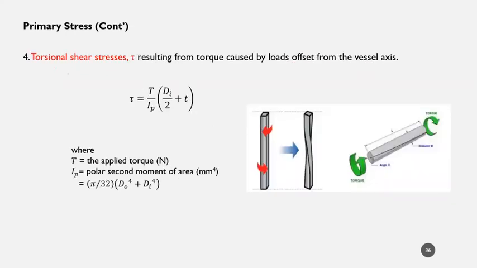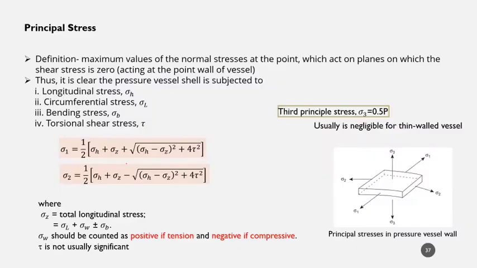Okay, the last is the torsional shear stress, denoted by tau. It results from the torque caused by the load offset from the vessel axis, and the stress can be determined using this equation. Somehow we can neglect the torque applied on the vessel as well. So T is the torque, and Ip is the polar second moment of area that you can determine using this equation.